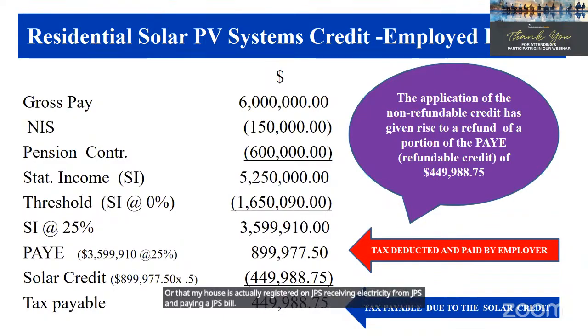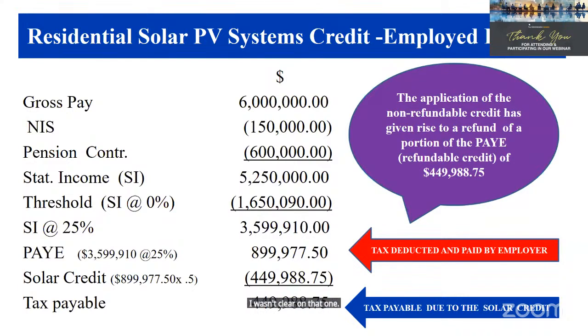I wasn't clear on that one. The latter. So you're on JPS's grid if your house is connected to JPS, or your property is connected to JPS. Okay. So I would still need to go to the ministry and register with them to get the MET license, and get a code, right? Yes. So I would need to get a license, even if I don't want to feed back electricity into the JPS grid.